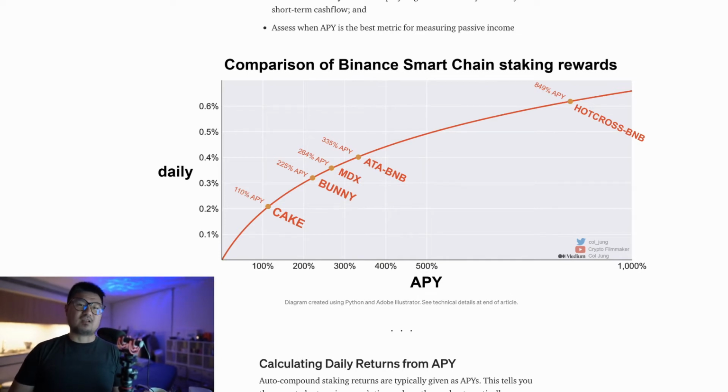Essentially what we have is that it takes a lot of APY. You have to lift the APY by a lot to make a small difference to the daily returns, right? So that's what we're going to be going through today.